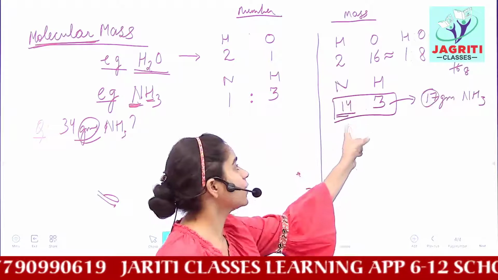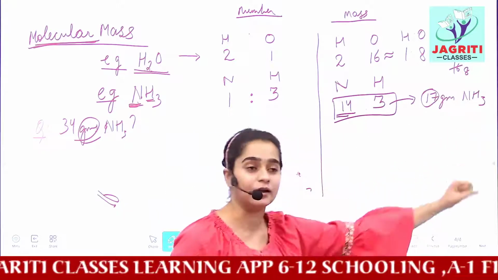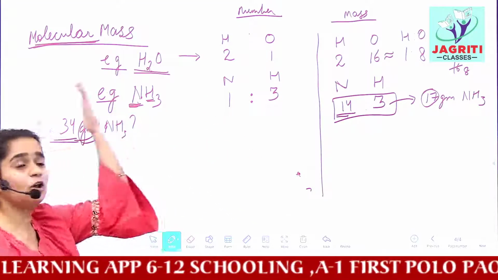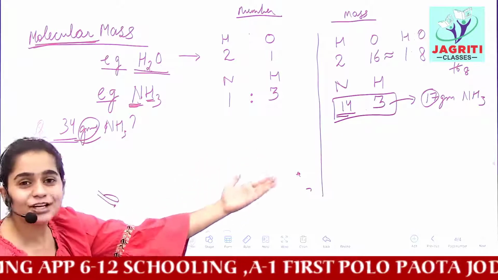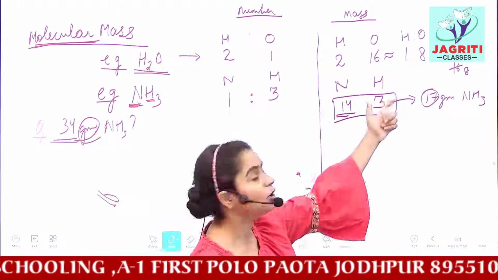14 nitrogen combined with 3 hydrogen, 14 plus 3 gives 17 grams of ammonia. Here it is asked 34 grams. 34 is just double of 17. So for getting 34 grams of ammonia, you take double of nitrogen and double of hydrogen.